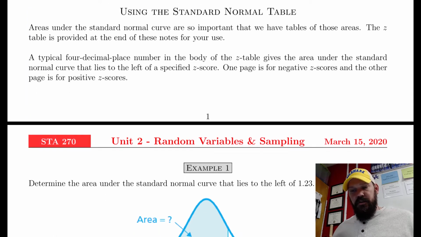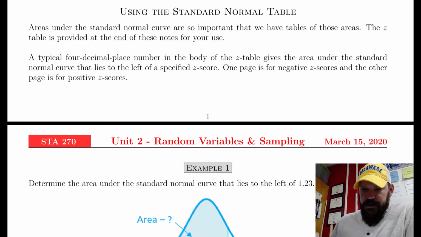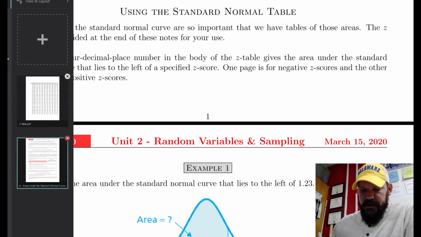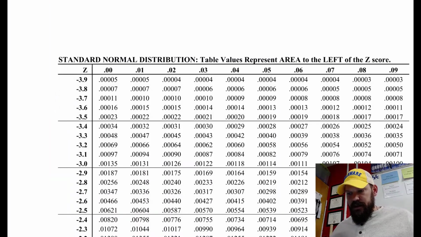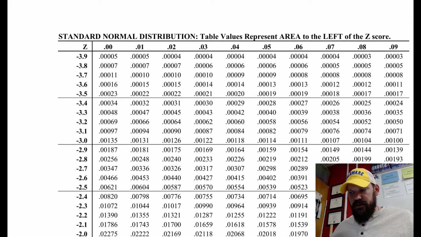So the standard normal table, or the Z table, like I said, is on the website. You will use that. I'm going to be flipping back and forth between our notes and the Z table here. I did say that the Z table is provided at the end of these notes. I did not add it into these notes. I provided it as a separate document. Let me just show you what it looks like before we go into this example. Here is the standard normal distribution table, or the Z table.